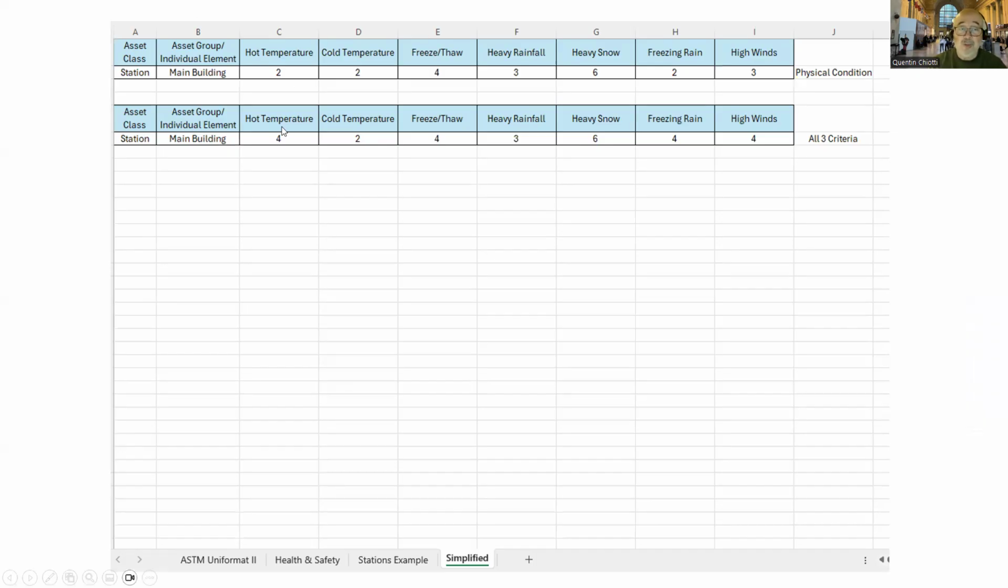So there's a difference between 2 and a 4. 2 and a 2 is the same. 4 and 4, 3 and 3, 6 and 6. But then again, 2 and 4, 3 and 4. So I'm just giving you an illustration that the numbers can actually differ depending upon the criteria that you want to take into account when you're calculating your consequence scores.